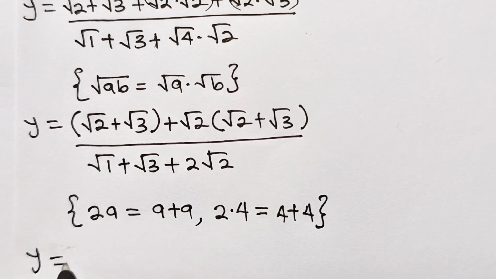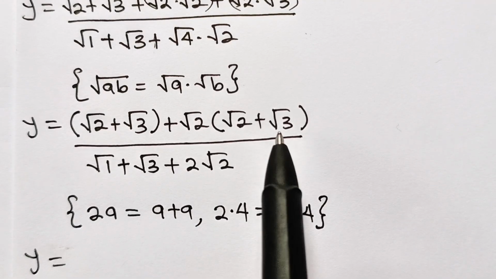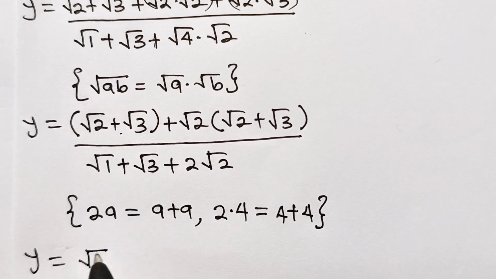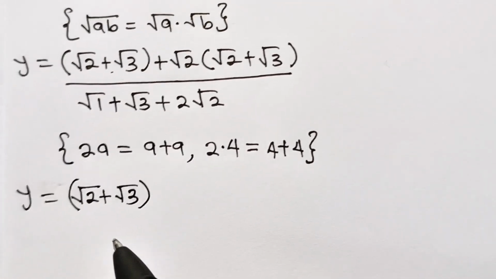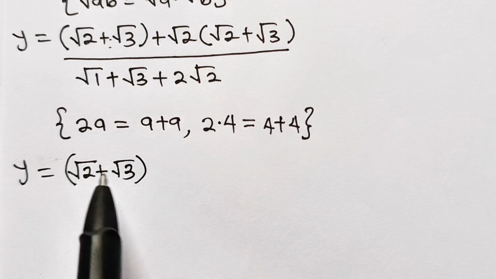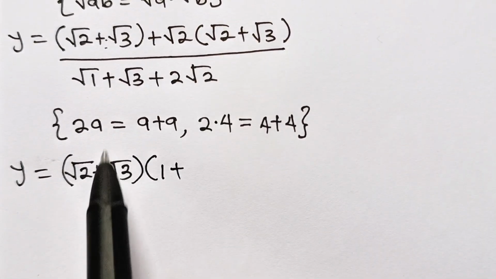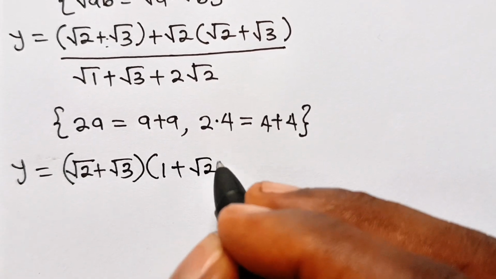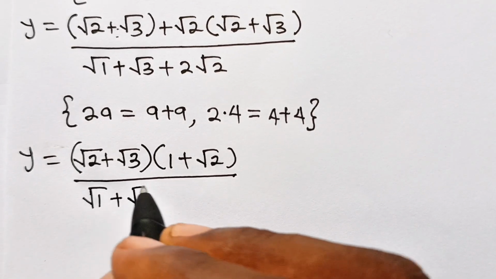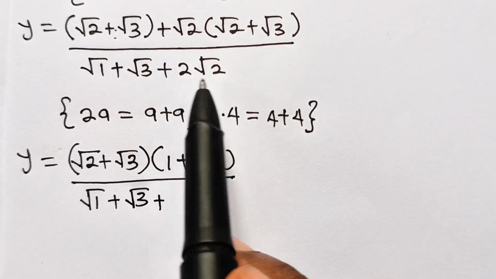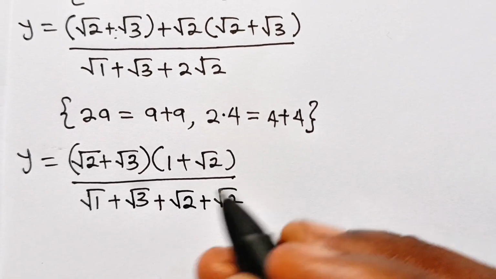So our y will be equal to, now notice that root 2 plus root 3 and root 2 plus root 3 are common. So we can pick root 2 plus root 3 and put it in one bracket. Now when this is divided by this, we have 1 plus, when this is divided by this, we have root 2 remaining, divided by root 1 plus root 3 plus, now 2 root 2 is the same thing as root 2 plus root 2, right?